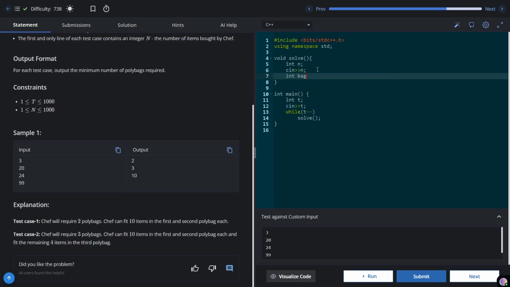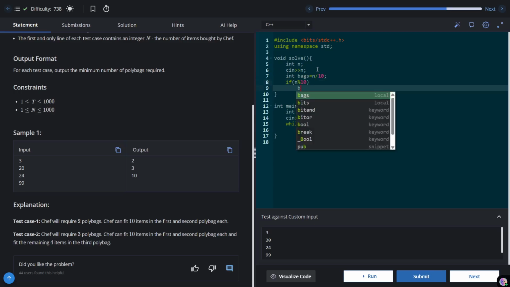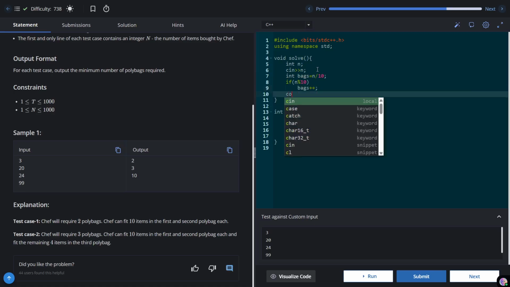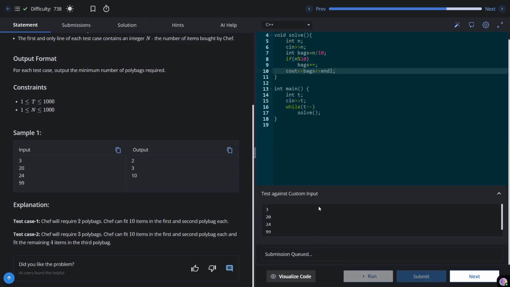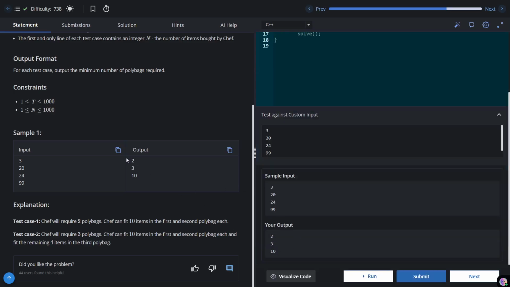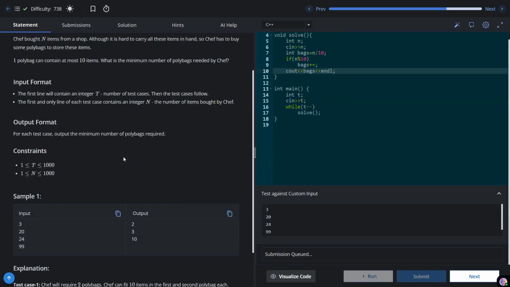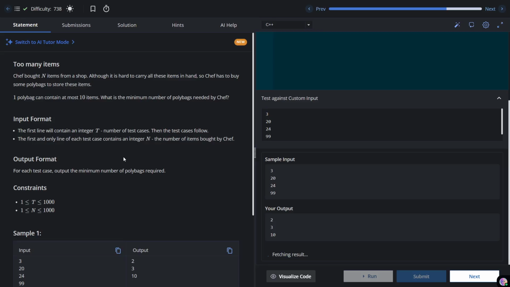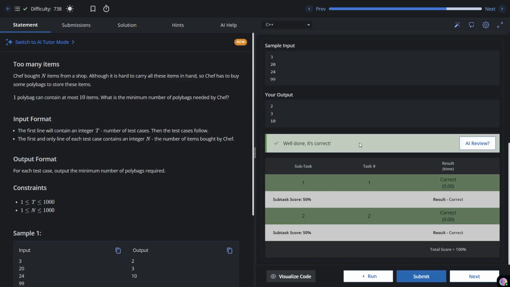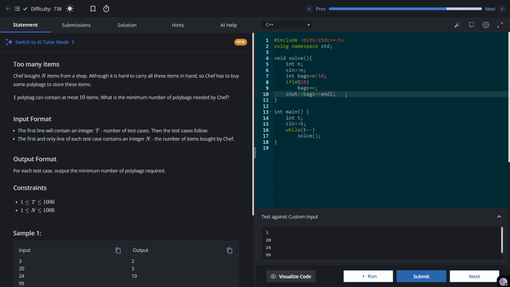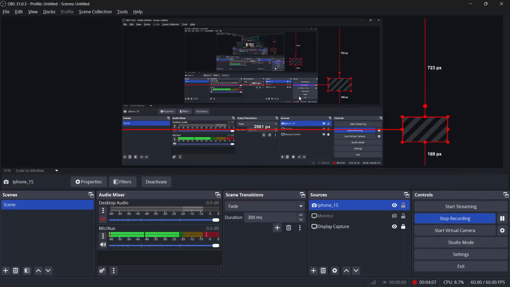So let's take int bags as n by 10, and as I said we'll be checking if n modulo 10 is nonzero. In that case our bags will be increased by 1, and at the end we'll have to output these bags. Let's try to run the code. Yes, we're getting 2 3 10 as we expect. Let's try to see if we're getting the correct answer or not. So yeah, it's correct. So I think it was a very easy problem, and thank you guys for watching the video.